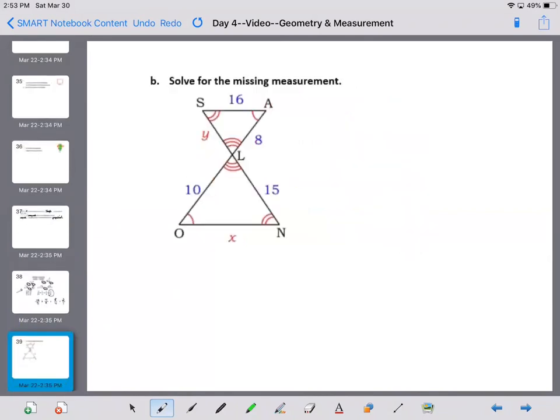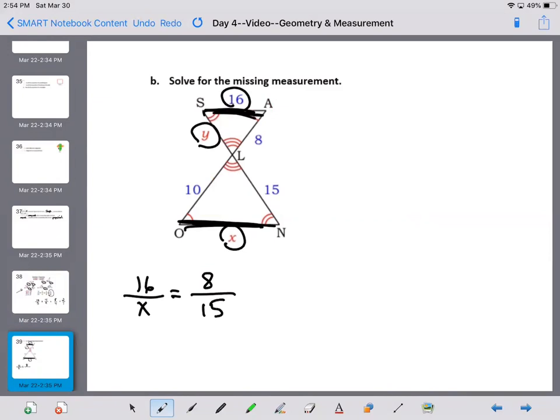So here, if I said solve for the missing measurements, I want to solve for y and for x. If I solve for x, I'm going to have to pick something. I'm going to pick 16 and compare it to x, because those are the base segments of both triangles. So let's look at this one way, and then we'll look at it another way and solve it again. So 16 is the base of the small triangle, x is the base of the large triangle. I just want to compare that to 8 from the small triangle and 15 to the large triangle.